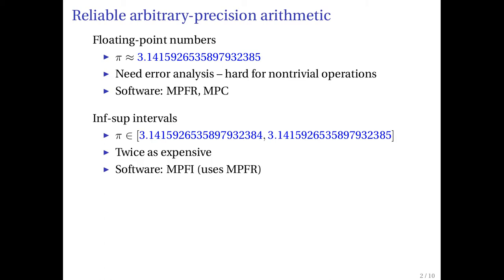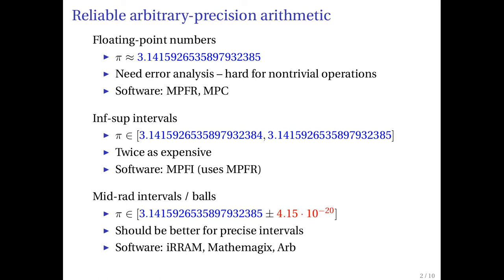Interval arithmetic solves this problem by enclosing every quantity by a lower bound and an upper bound, tracking the error automatically. The MPFI library uses two MPFR numbers for the endpoints. The drawback is that this doubles the cost. The third option is ball arithmetic. An interval is now represented by a high precision midpoint and a low precision radius. This is more efficient for precise intervals. Ball arithmetic has been used before, but there was no low-level library with a wide range of optimized functions.